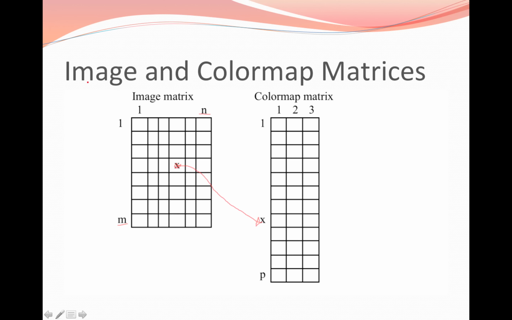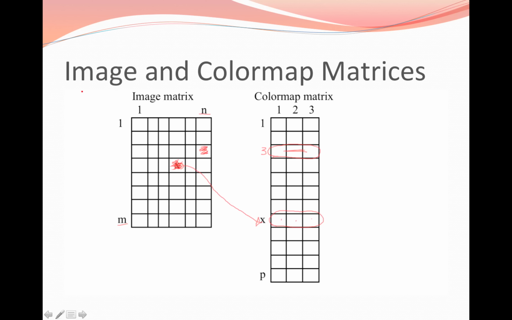So that means when you display the image, the block here for x, however large that pixel is, will be this color, whatever this color is. Again, the 3 columns here represent the red, the green, and the blue components of that particular color. So if this element right here is 3, that means when the image matrix is displayed, this third row, this third color in the color map matrix, is going to be the color of this particular pixel.